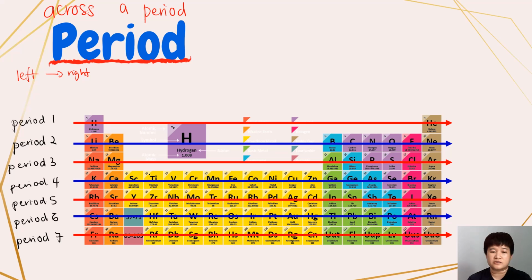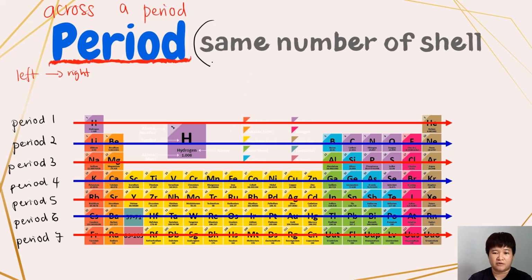What is the similarity of those elements in the same period? Those elements in the same period will have the same number of shells. For example, period 1, your hydrogen and helium, will have 1 shell. In period 2, your lithium, beryllium, boron, carbon, nitrogen, oxygen, fluorine, neon will have 2 shells, 2 energy levels. Period 3 means you are going to have 3 energy levels, period 4 means 4 energy levels, and so on.